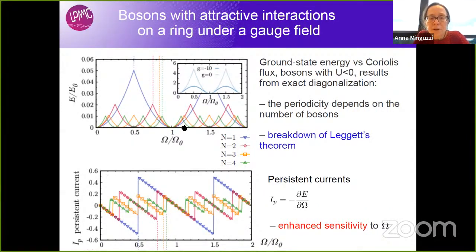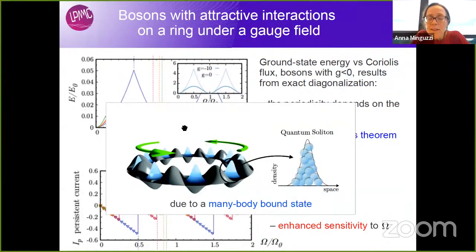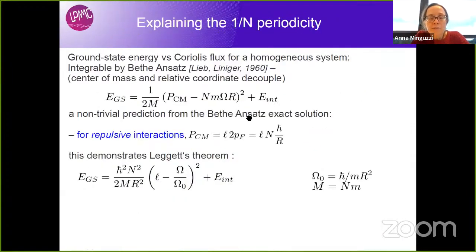So what does this come from? This comes from the quantum state. And this quantum state is a many-body bound state, which can be viewed as the quantum equivalent of a soliton state. Essentially, this is like a soliton-like structure occurring in each site of this lattice potential, and it is a circulating state. So now, to demonstrate this 1 over n periodicity of the ground state energy, we go back to the continuum model, because in this case, we can use the Bethe ansatz solution.